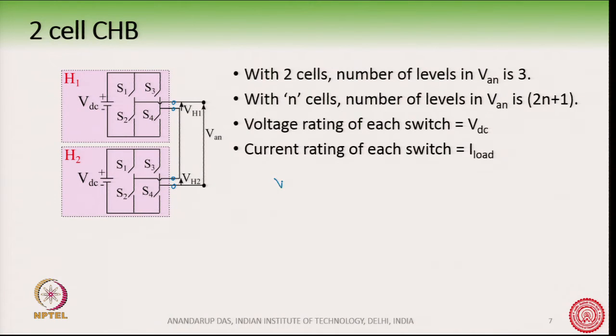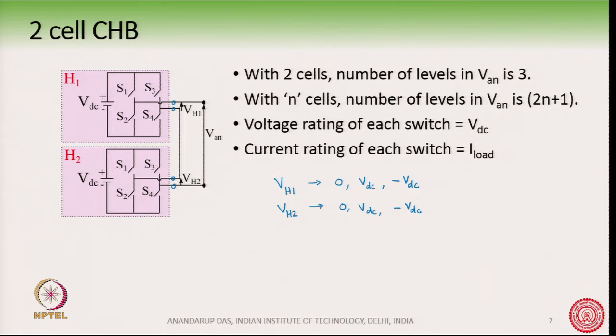The voltages possible from VH1 and VH2 are independent of each other. So, VH1 can have 0, VDC or minus VDC, that we had seen earlier. What about VH2? VH2 is operating independent of VH1, so it can also generate 0, VDC and minus VDC.